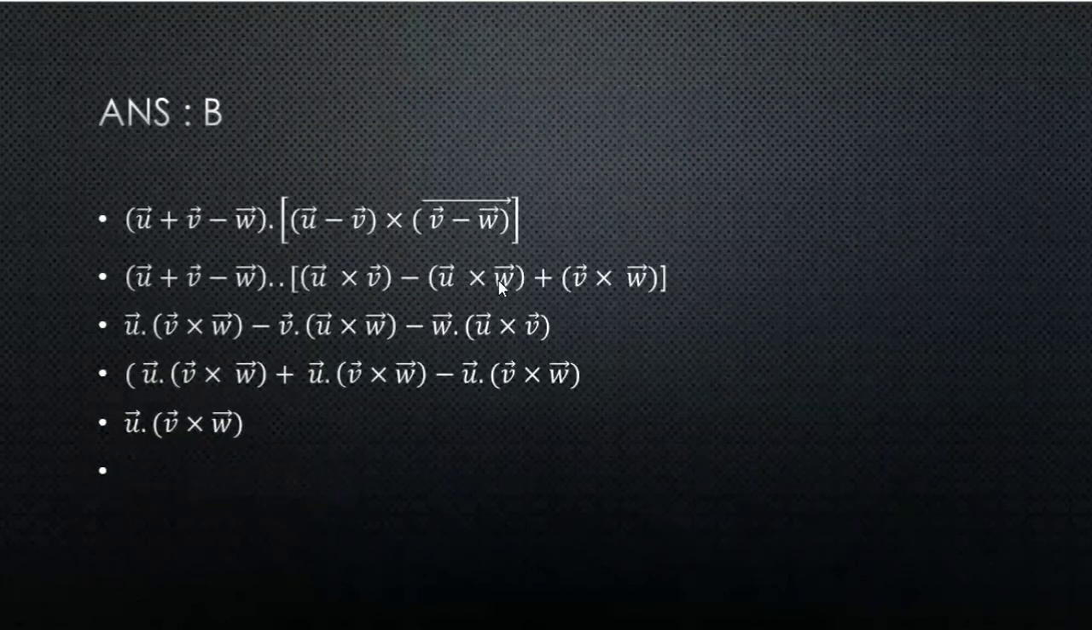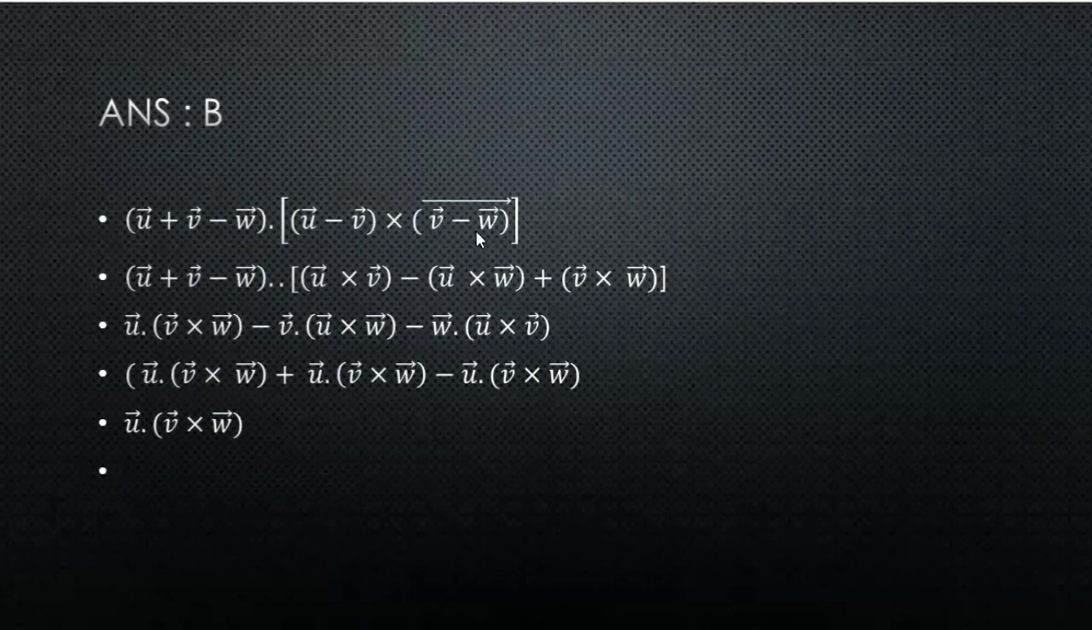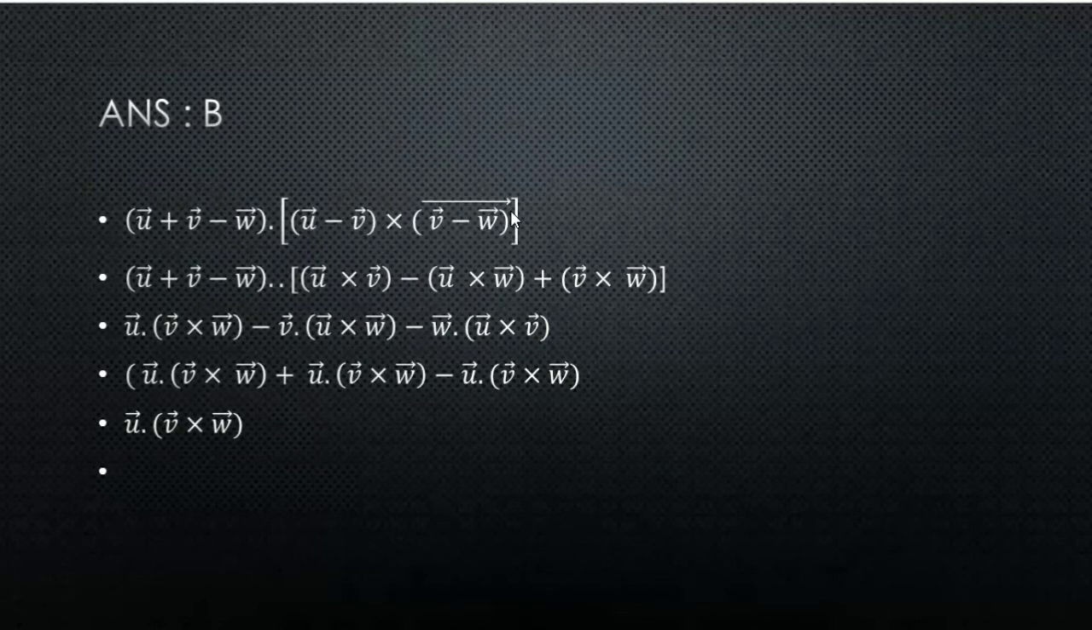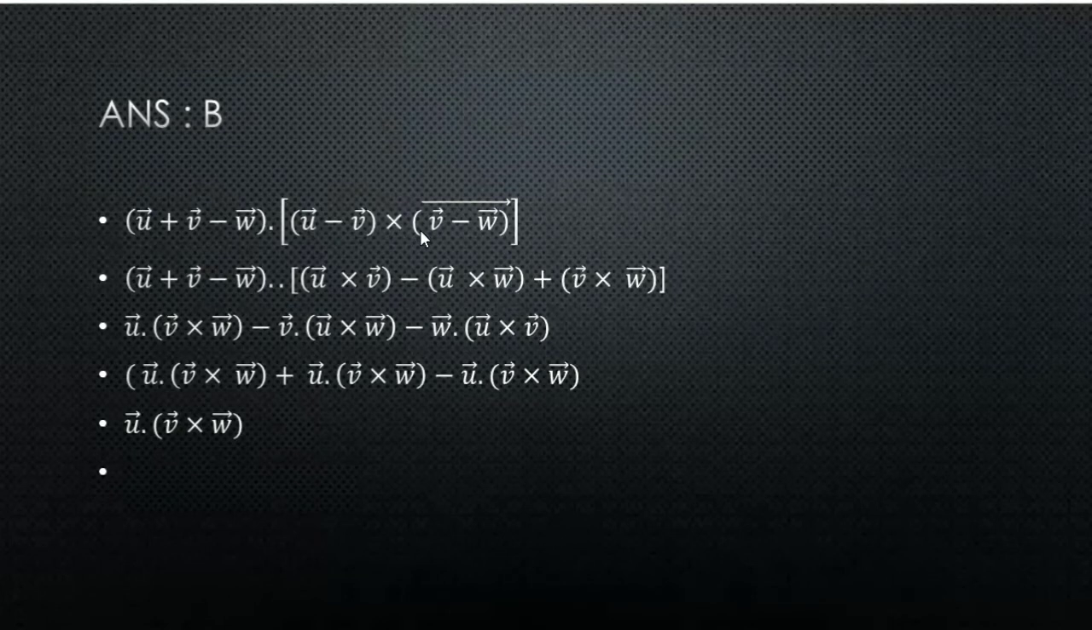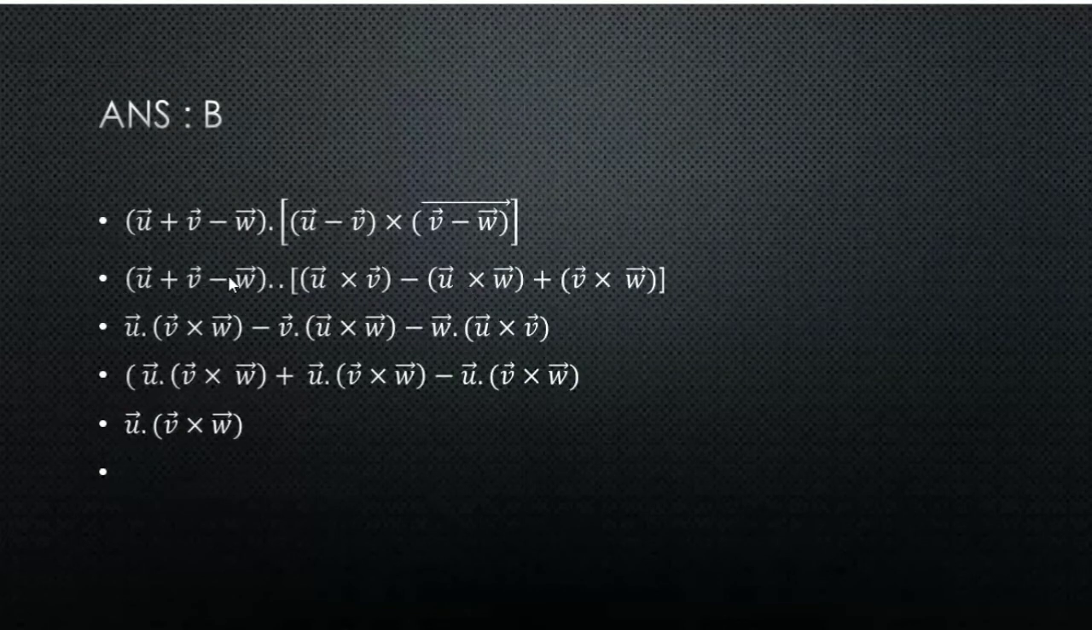Let us see this. See, this is given, right? u vector plus v vector minus w vector dot u vector minus v vector cross v vector minus w vector. Now, if you multiply this, u vector cross v vector, next will be minus u vector cross w vector, next minus v vector cross v vector. That is nothing but the angle between them will be 0, so sin 0 will be 0, or directly you can say v vector cross v vector will be 0. So next minus into minus will be plus v vector cross w vector. Now again you need to find the dot product of this with this one.